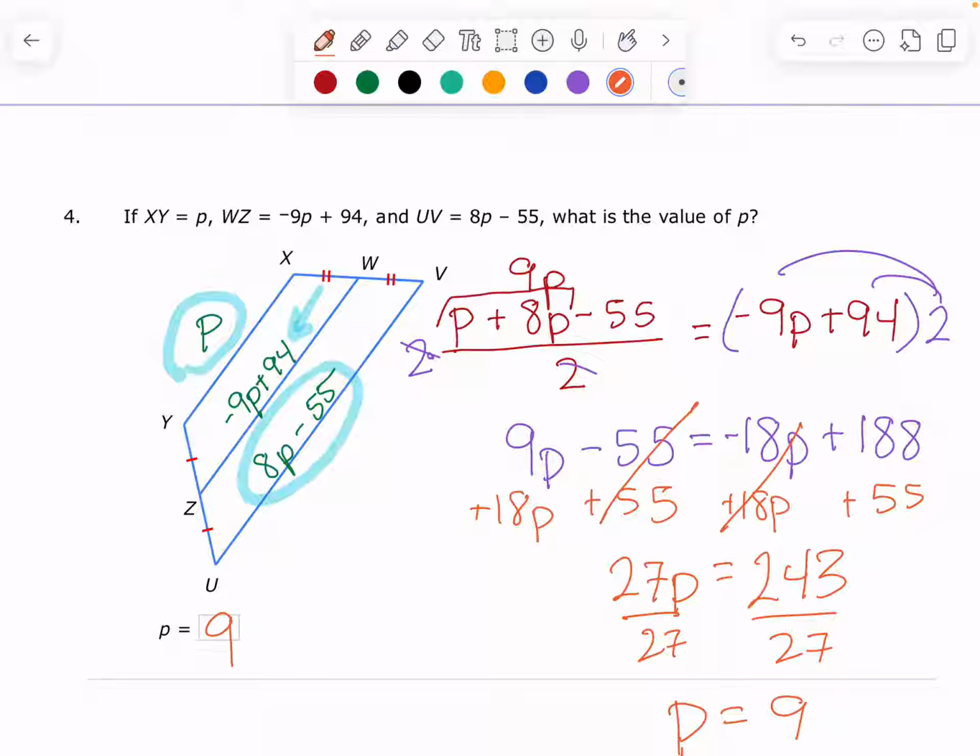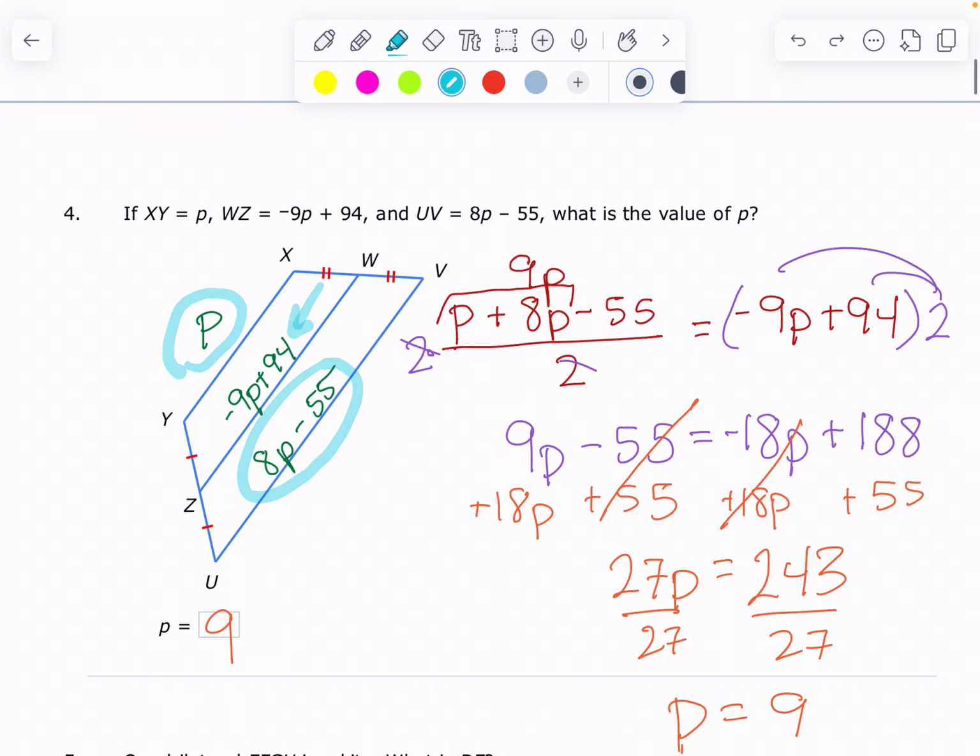Okay, so let me just write down the idea. We add the smallest, and actually I should find the average. That's exactly what I did, is I found the average.